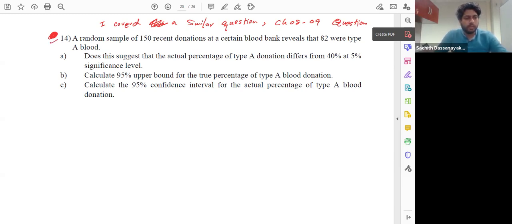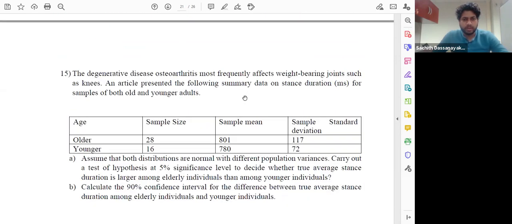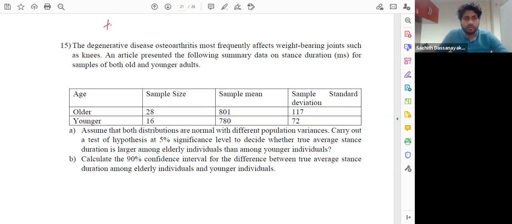Then can we? Okay, I think I can move to question number 15. It's a little bit different. This is based on the two sample t-test. Question number 15, two sample t-test. You can see there are two samples here.